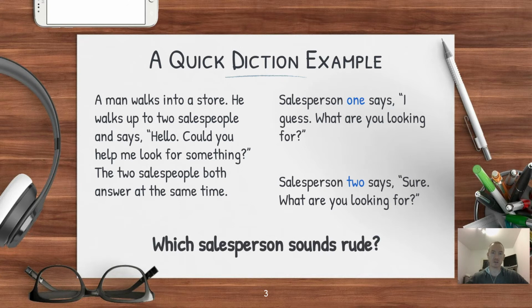Which salesperson sounds rude? If you take a look at it, the only real difference between these two is that "what are you looking for" is the same for both salespeople. But the first person said, "I guess," versus the other person who said, "Sure." It seems like a really small distinction, but that's exactly how diction works. One change in a word or a phrase can be the difference between coming across as rude, like the first person does, or coming across as being helpful, like the second salesperson does.